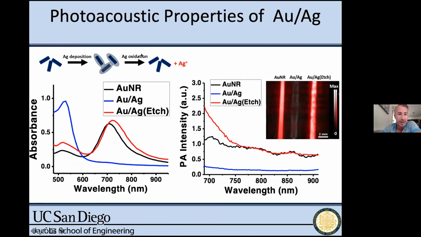But when the silver is oxidized back off, we recover the original absorption spectra. So for imaging at 700 nanometers, we have an on, off, on sort of photoacoustic event. And that's what we're showing here. These are just capillary tubes that we've filled with these different contrast media and contrast media stages.